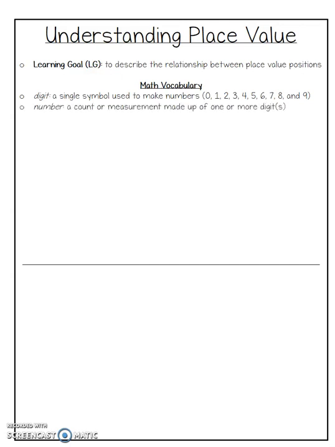Now, a digit's a little bit different from a number because a number is a count or a measurement made up of one or more digits. So, for example, if I put the digits 1 and 7 together, those two symbols make the number 17. Now, it is true that one digit could make up a number at the same time. So, for example, if we have a kindergartner who's 5 years old, the digit 5 is both a digit, or the symbol, and the number because it's talking about the count of how many years old that particular person is.